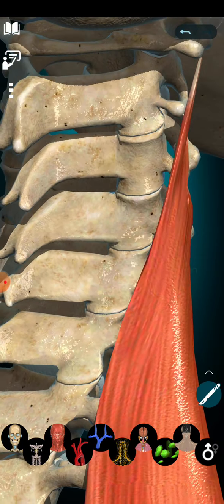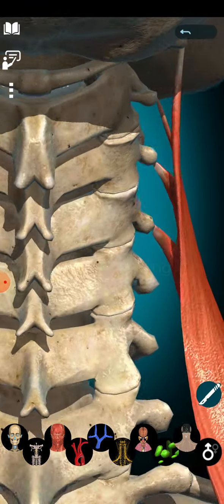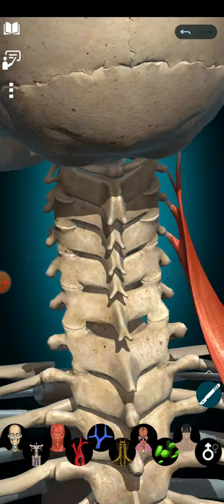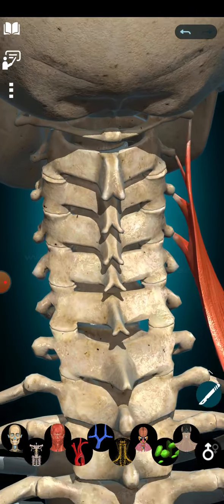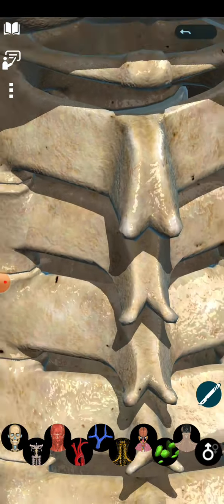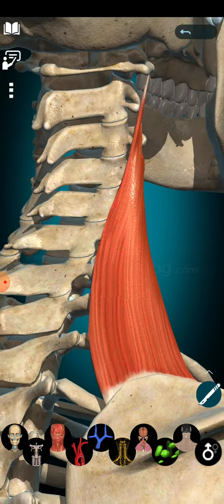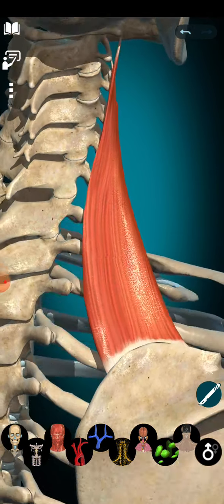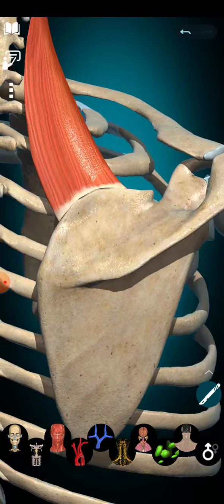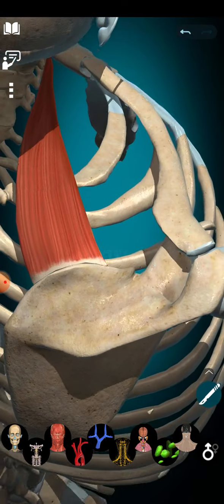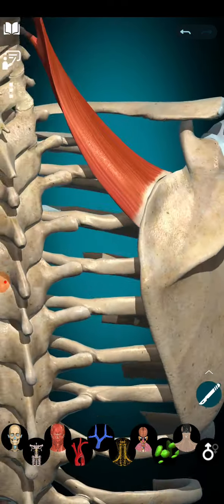Then these are the spinous processes of the vertebrae. These ones here are very large, the spinous processes. Then these ones are the transverse processes with their posterior tubercles. Then they will come and insert here on the medial border of the scapula, between the superior angle and the base of the spine.